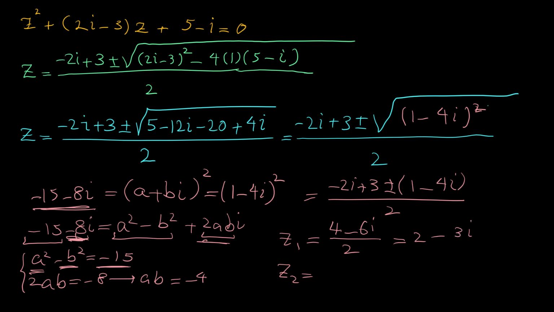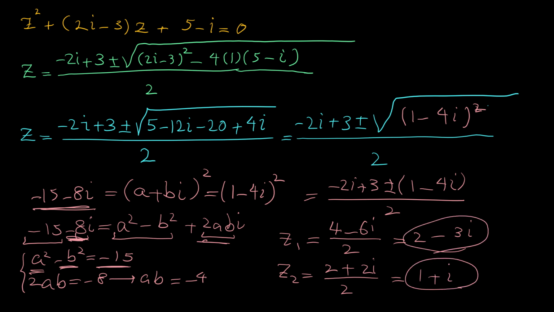If we consider the minus, negative 2i plus 3 minus 1, 3 minus 1 would be 2. Negative 2i minus negative 4i would be plus 4i minus 2i, which is plus 2i. Divided by 2, the other answer is 1 plus i. So these are the two answers of this equation here. This was a little tricky question, really.